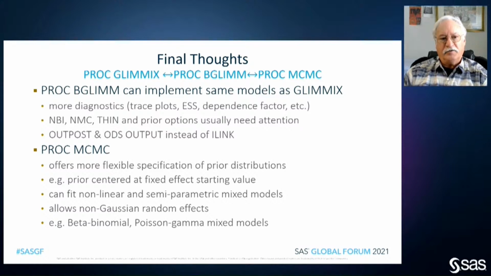But the fact of the matter is, most of the mixed models that you would work with in PROC GLIMMIX are doable in BGLIMM. They allow you to make use of prior information. And if you're working with academic journals that prefer the Bayesian analysis to the more classical analyses, this gives you a way forward. So I hope you found this tutorial useful.